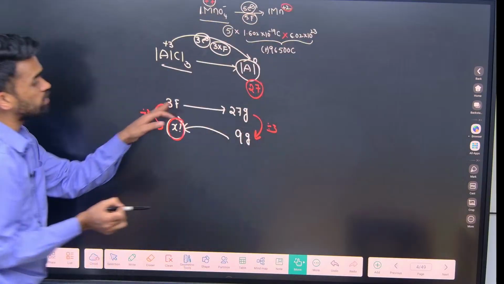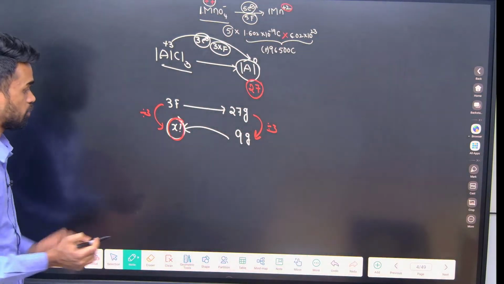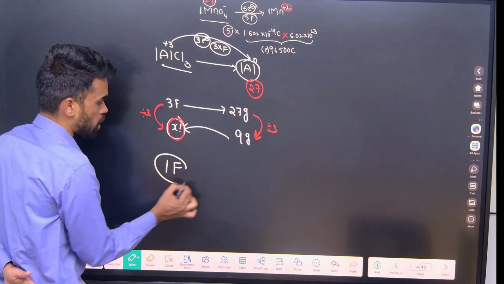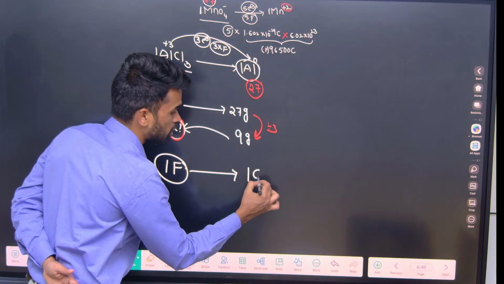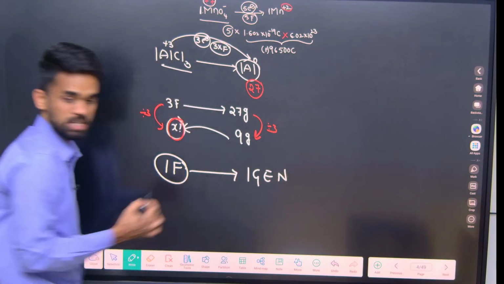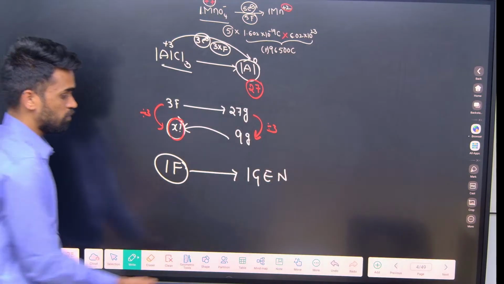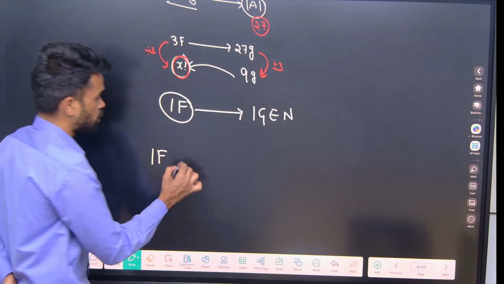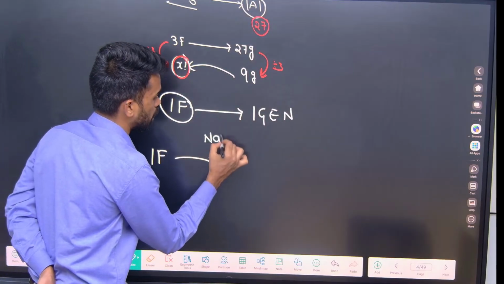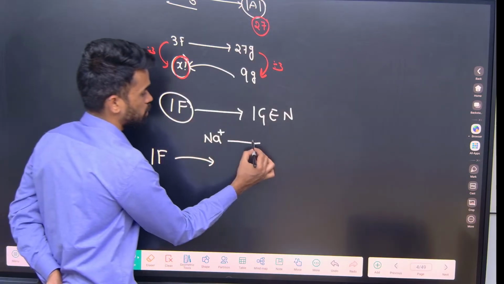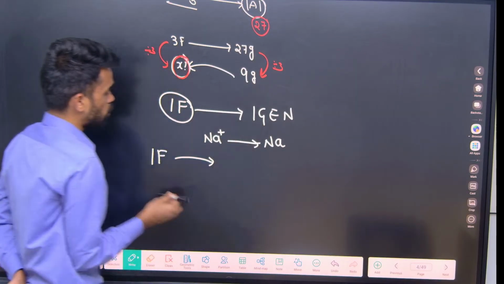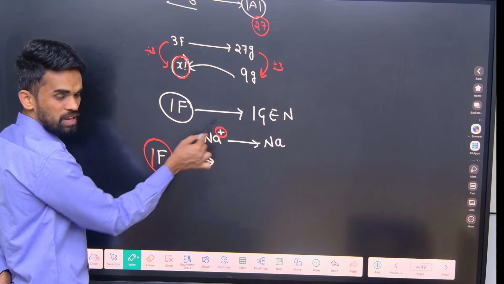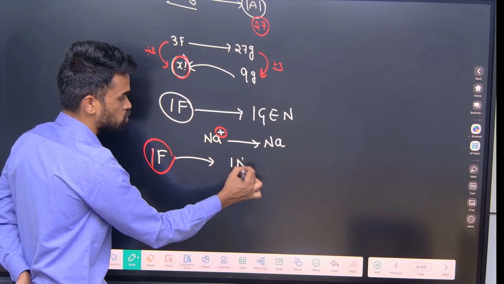Now I will tell you one simple way to solve this kind of question. Upon passing 1 Faraday of charge, you are going to deposit 1 gram equivalent of that substance. For example, sodium chloride is there, and from that we are depositing sodium, Na plus converting to Na. By passing 1 Faraday, that is 1 mole of electrons, we are going to get 1 mole of sodium metal.